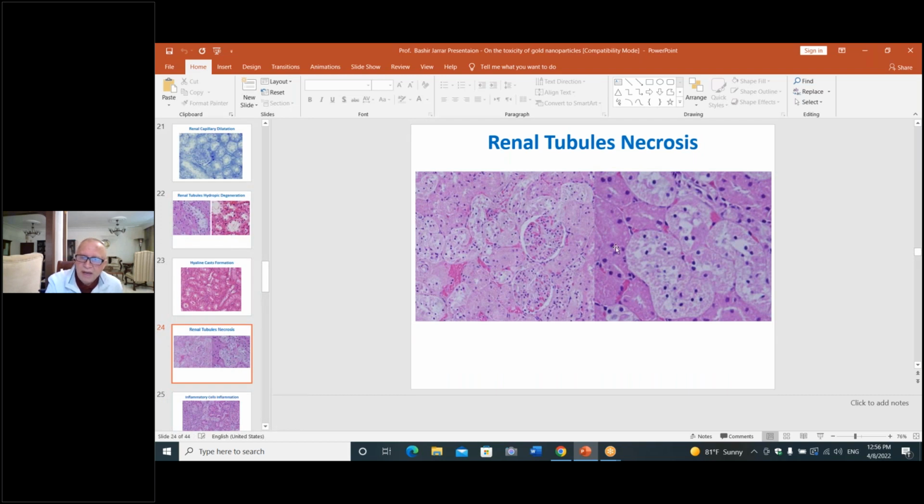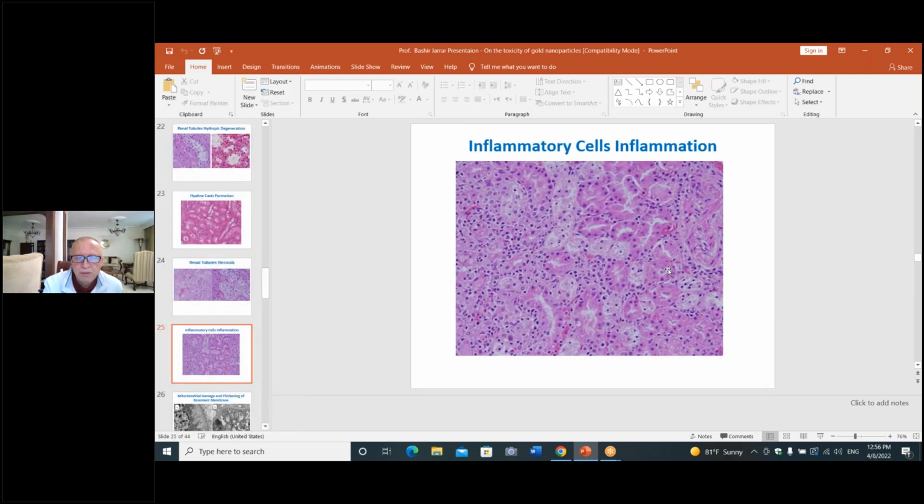You will see these are the normal cells, while these are the necrotic cells. Necrotic cells means that they lose the nucleus and the contents of the cytoplasm. This is a non-programmed cell death. Moreover, gold nanoparticles also induce inflammatory cell infiltration in the tissue of the kidney of the treated animals. Here, these are the small ones. These are inflammatory cells. They are mainly lymphocytes.